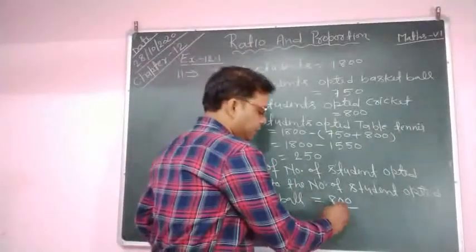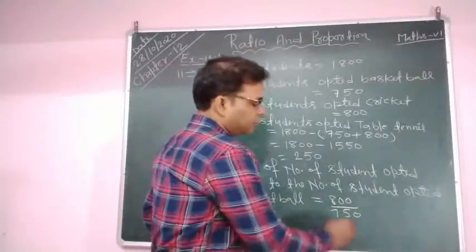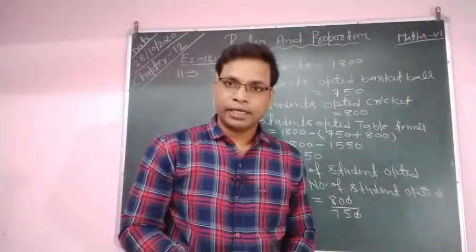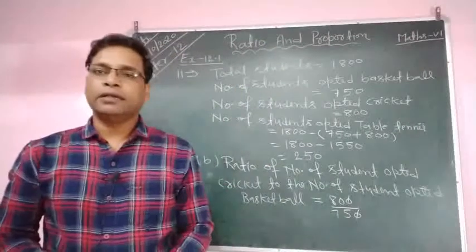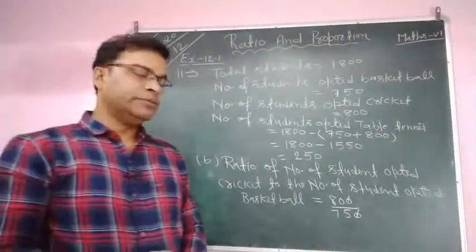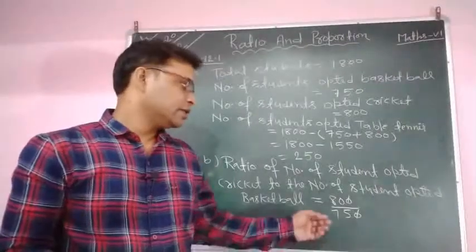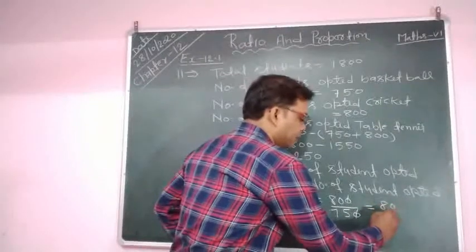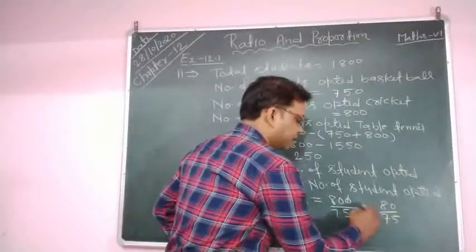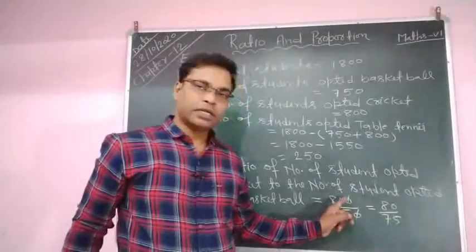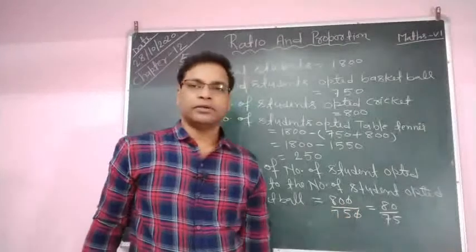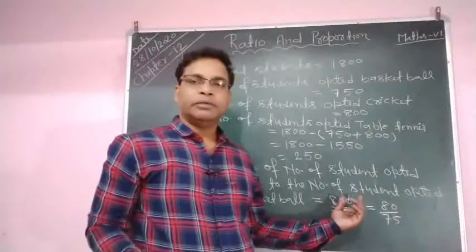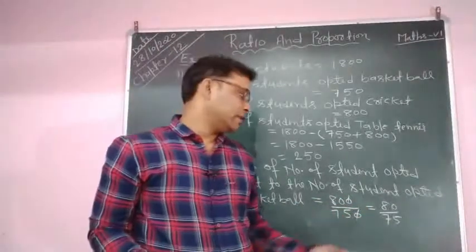So you can write here 750. Okay. So first you can see there is a 0 in the numerator and the denominator. We can say that we divide the numerator and the denominator by 10. Then we obtain 80 by 75. Simply, both have a common 0, so you can cancel it. So we obtain 80 by 75.